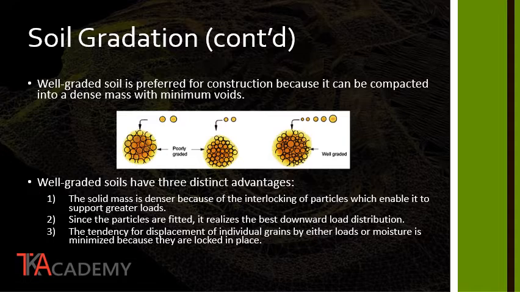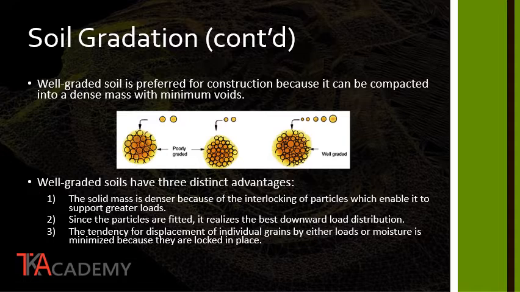The example in the middle is also poorly graded. It's a smaller particle size, but they are still all approximately the same size and shape. You can see here that when they are combined, it looks like a pile of ball bearings, so the soils have a tendency to move and shift around quite a bit.